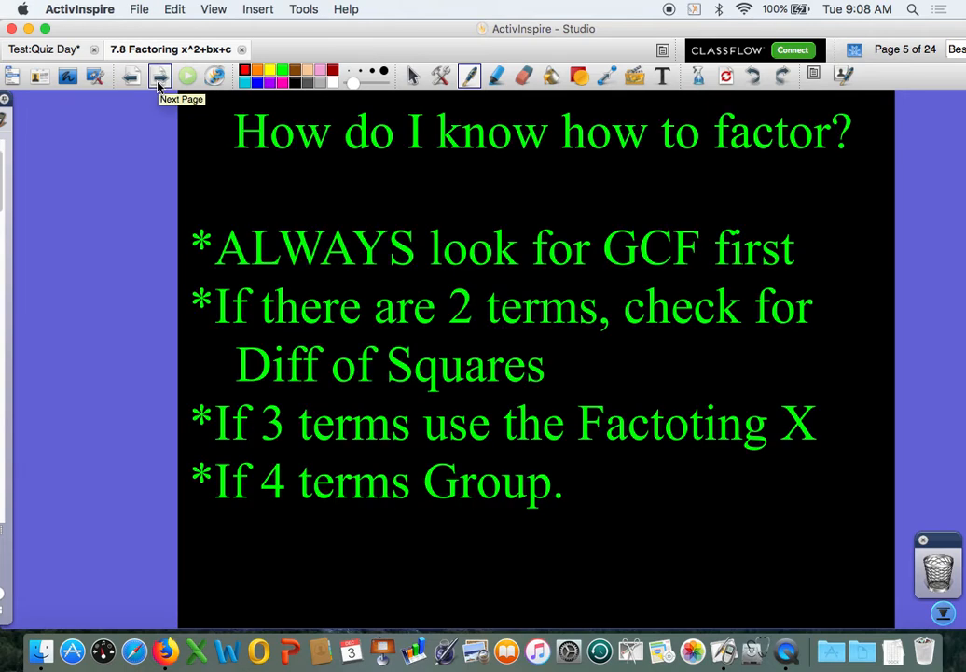All right, how do I know how to factor? Step 1, always look for your GCF first. If there are 2 terms, you'll look for a difference of squares. If there are 3 terms, you'll use your factoring X. If there are 4 terms, you're going to group. Again, after you look for your GCF.